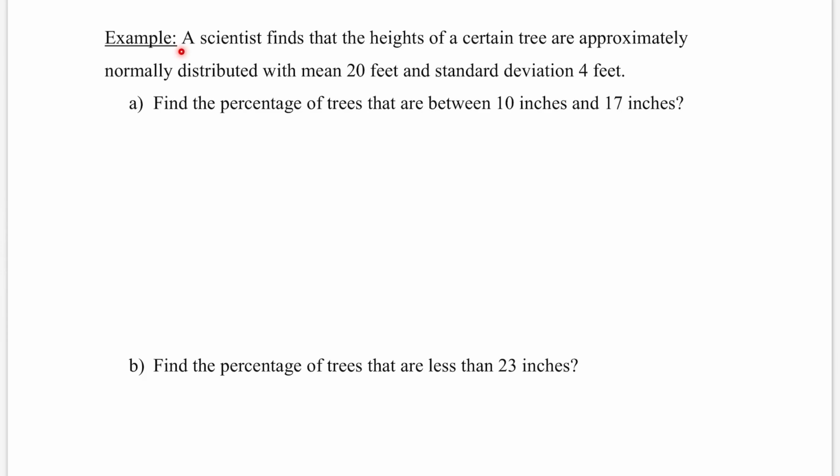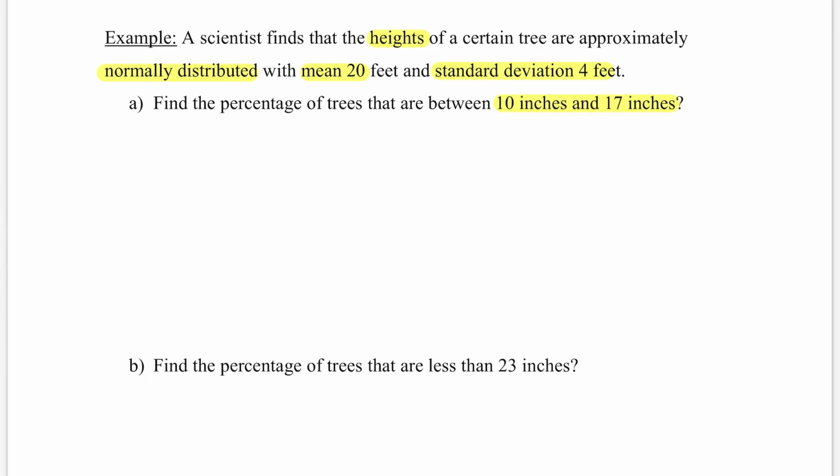Example. A scientist finds that the heights of a certain tree are approximately normally distributed with mean 20 feet and standard deviation 4 feet. A. Find the percentage of trees that are between 10 inches and 17 inches. X is the height of the trees. The data is normally distributed. Mean is 20 and standard deviation is 4. Question A is asking for the percentage of trees that are between 10 inches and 17 inches.